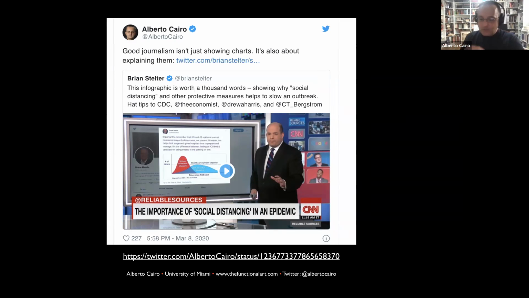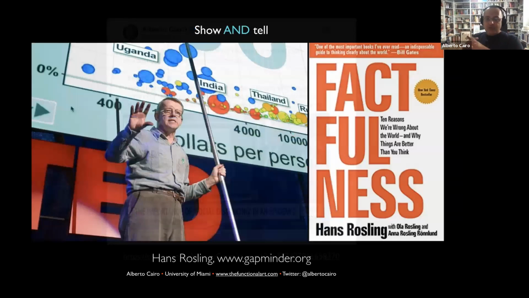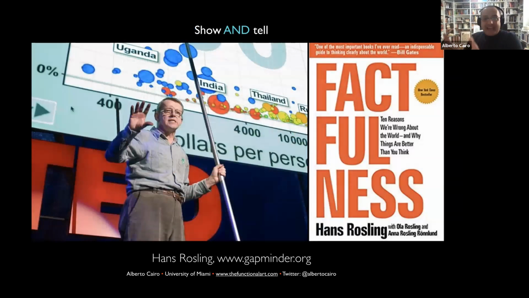The best example to learn how to do this well, if you need some inspiration on how to add an explanatory annotation layer to your graphics, is the work of Hans Rosling. Hans Rosling, for those of you who had never heard of him, died a couple of years ago, unfortunately. He was a professor of global health in Sweden, and in my opinion, one of the most engaging presenters of data that I had ever seen.